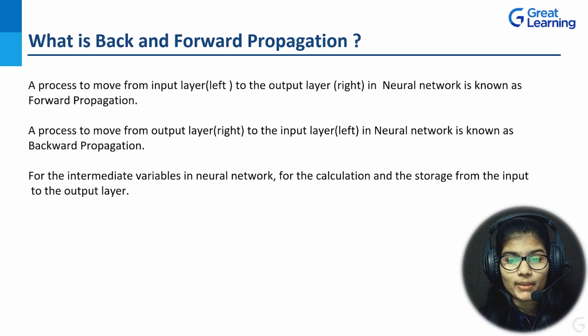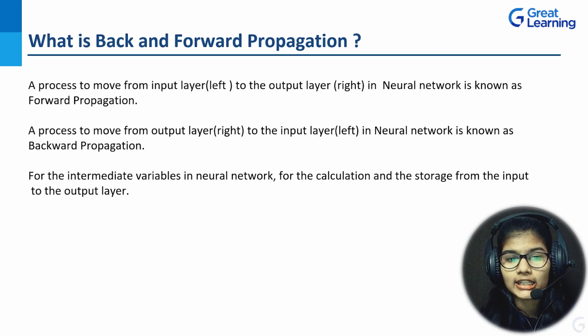That's known as the backward propagation. Okay. Now, for the intermediate variables in a neural network, for the calculation and for the storage from the input to the output layer. Right here, what we mean is whether to move from output to the input or input to the output.